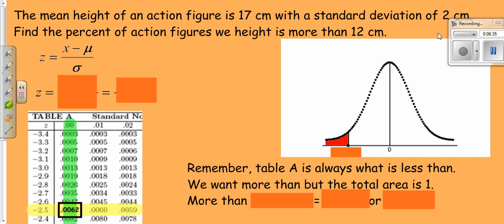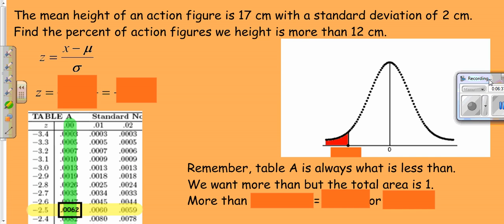Here's another similar type problem. More than! Uh-oh, what do we do? Well, we can still figure out the z-score. Our table tells us what's less, but we're looking for what's more than. So we've got to figure out a couple of things. So let's just do that z-score thing again.